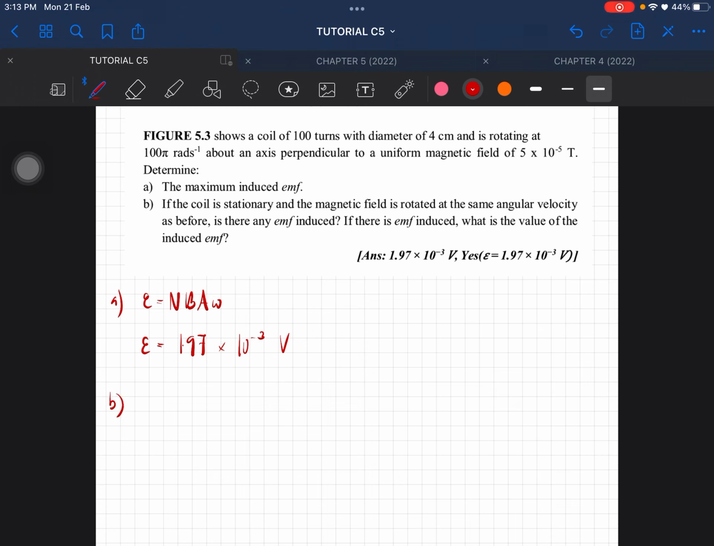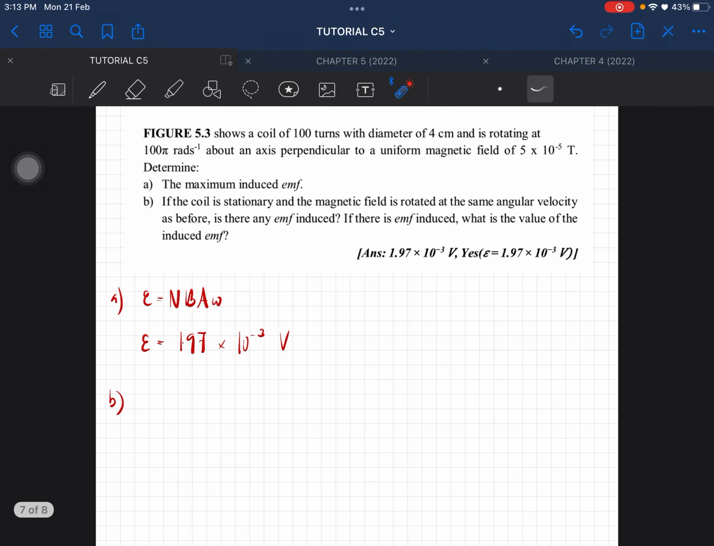For question B, if the coil is stationary and the magnetic field is rotated at the same angular velocity, is there any EMF induced? If there is, what is the value of the induced EMF? Basically, yes, there will be an induced EMF, and the value will be exactly the same because the magnetic field is rotated at the same angular velocity.